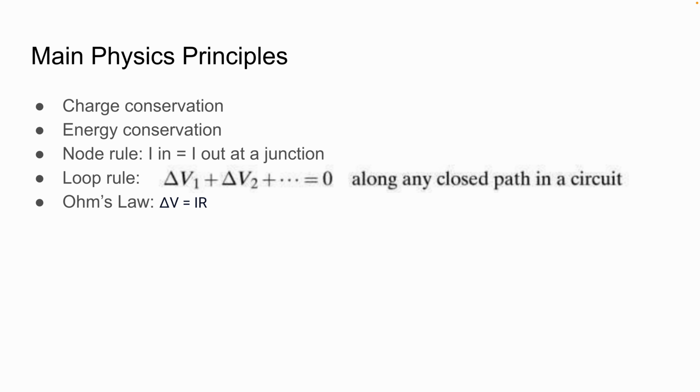Next are the main physics principles used. First one is charge conservation, which states that the charge is conserved in the circuit. Energy conservation, which states that the energy is conserved in the circuit. Node rule, which states that the current in equals current out at a certain junction. And loop rule, which is that the sum of the potential differences will equal 0 along any closed path in the circuit. Ohm's law was another thing we used, which states that the potential difference equals current times resistance.